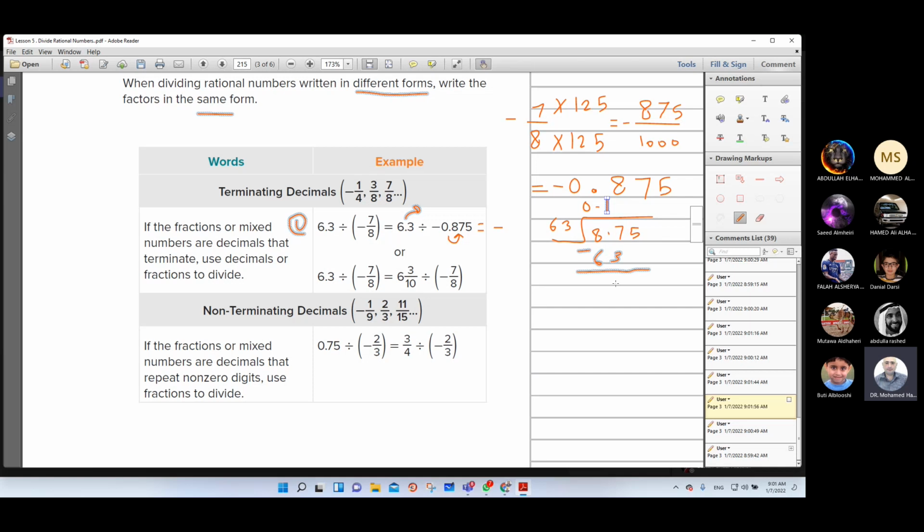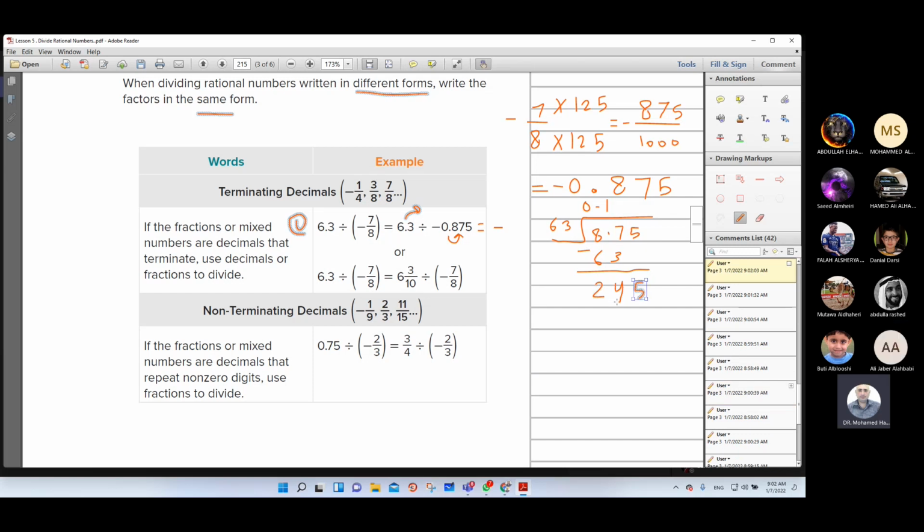7 minus 3 will be 4. And 8 minus 6 will be 2. Then take down 5. 245. Now look for a number, multiplied by 63, equal to 245 or less than 245.